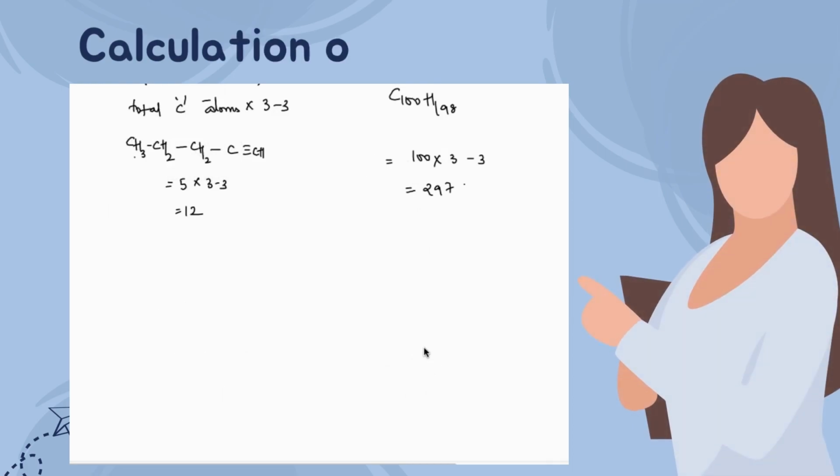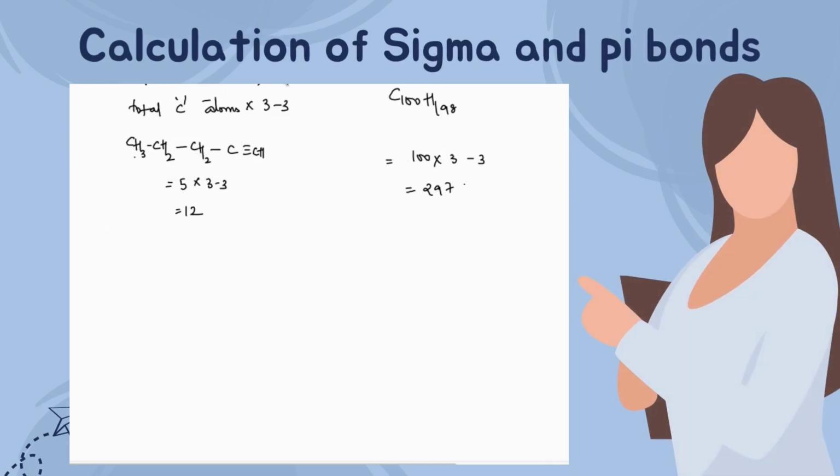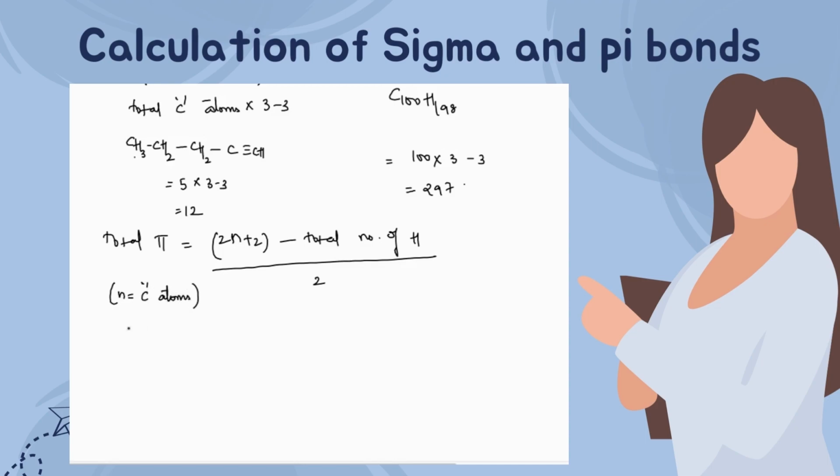Let us look at the calculation of pi bonds in organic compounds. The formula for calculating the pi bonds is total number of pi bonds equals (2n plus 2 minus total number of hydrogens) by 2. Here n is the number of carbon atoms in the hydrocarbon. Let's take an example and see if the formula works.